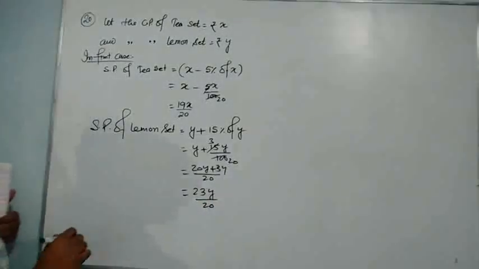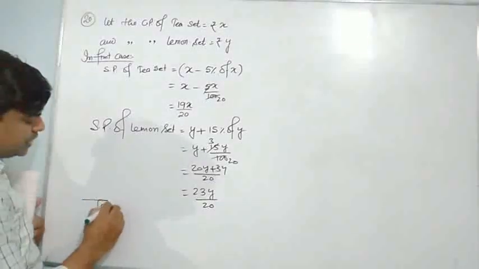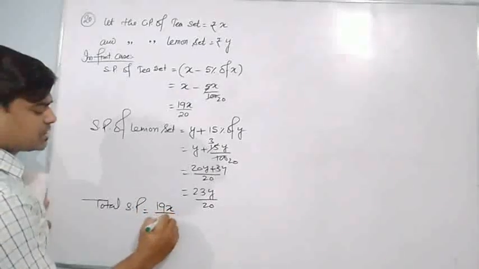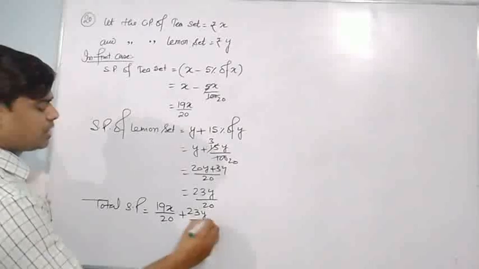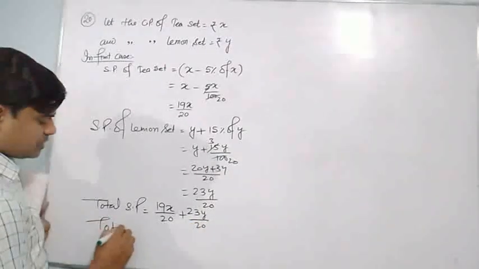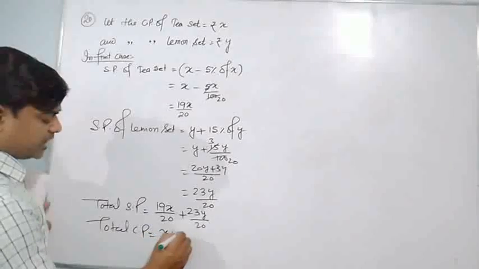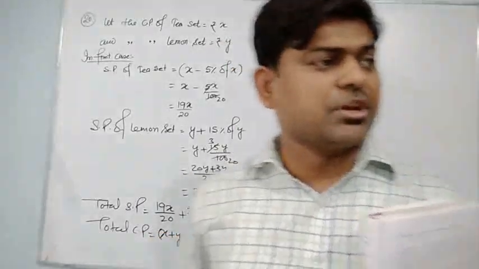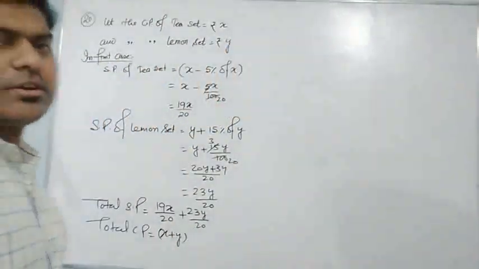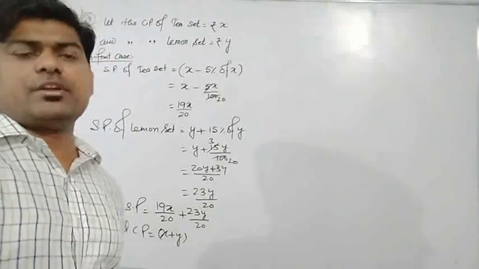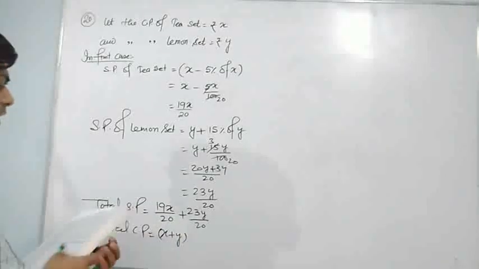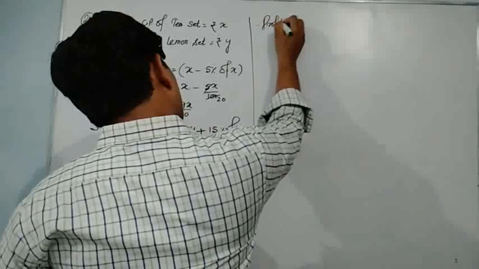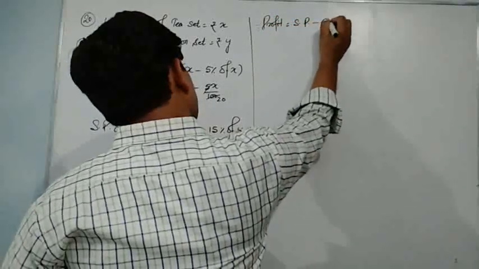Now you can see total SP is equal to 19X upon 20 plus 23Y upon 20. Total CP is equal to X plus Y. Now, when we get a profit, SP minus CP will be the profit. So what can I write? SP minus CP will be the profit. Then easily you can see, since profit is equal to SP minus CP.